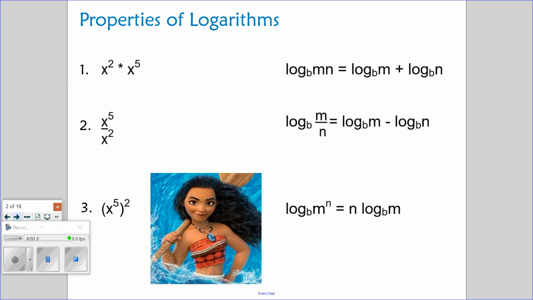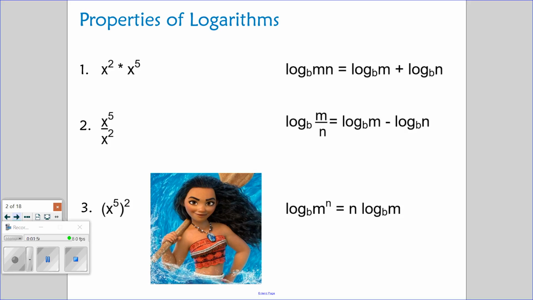All right, so properties of logarithms. They're similar to your exponent properties. That's how I always remember them, because I think back to my exponent properties. So if you look at number 1, if I have x squared times x to the 5th, what would you tell me that is? It'd be x to the 7th, right? If it's a multiplication property, you added them. So that's kind of what we're looking at here.